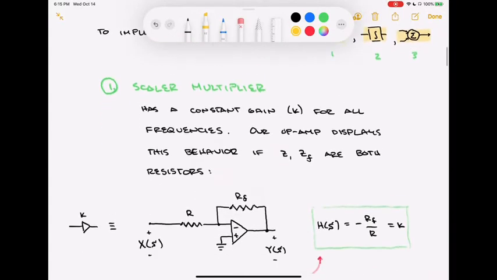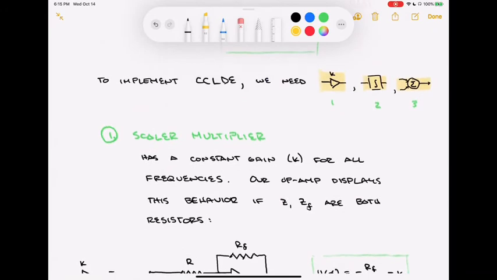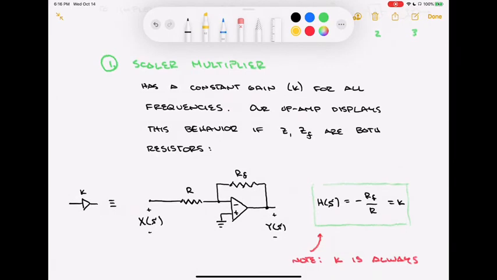The first one then, a scale multiplier. We're looking at something that has an overall constant gain for all frequencies. So this is a non-frequency dependent gain. We want to have the same gain over all frequencies. And we know that our op-amp circuit that we've been looking at can have that behavior if that Z and Z_F are both resistors. You could also get this constant behavior if you did both of your impedances as being capacitors or both being inductors, but it would be a really poor idea to do it this way, and so we won't consider that. We're just going to look at the simplest, cheapest, and most reliable way, which is just to make that Z and Z_F both resistive in nature.